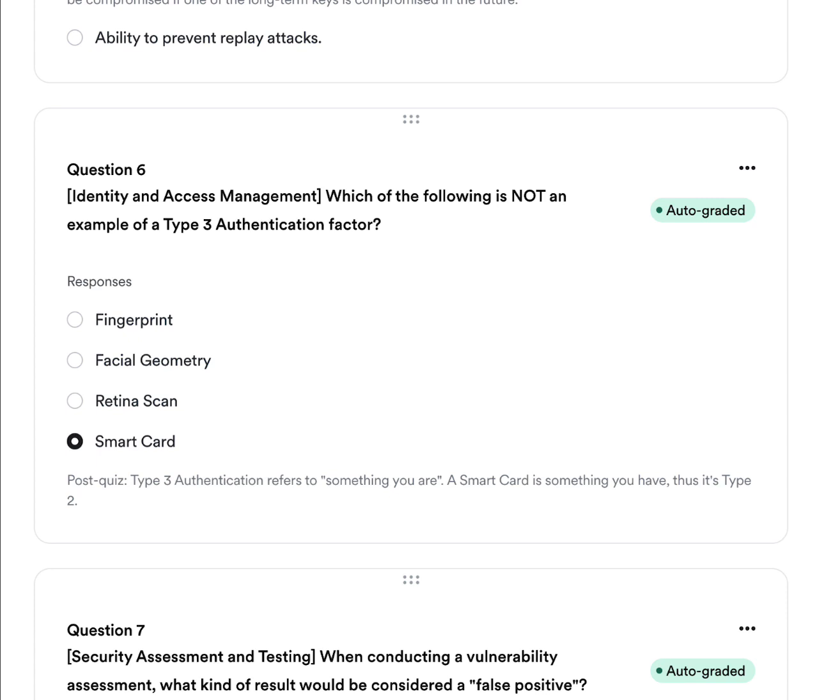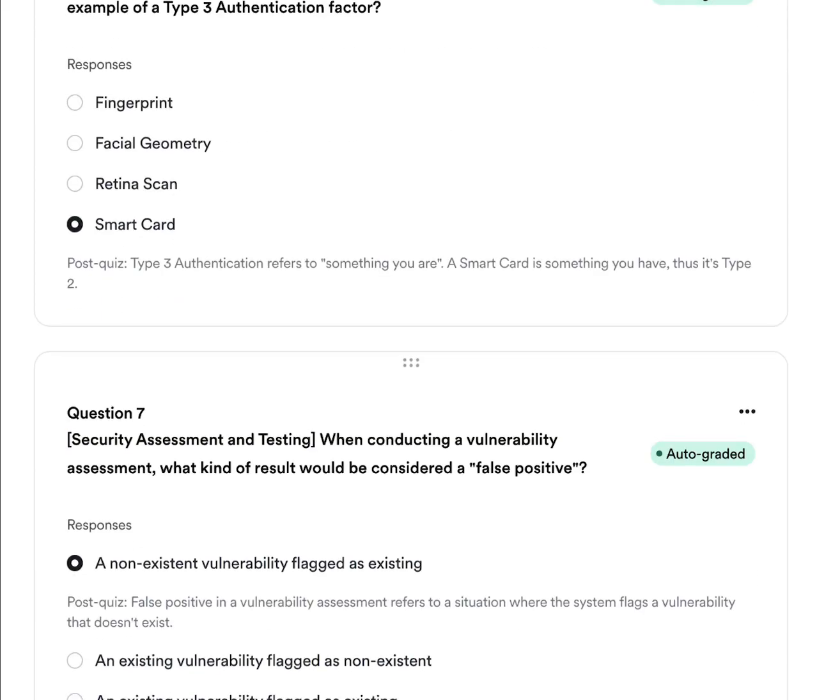Okay, so let's consider that one. Which of the following is not an example of a type 3 authentication factor? A, fingerprint. B, facial geometry. C, retina scan. Or D, smart card. Which is not type 3, something you are? And that would be D, a smart card. A smart card is something you have, thus it is type 2, not type 3, which is something you are.